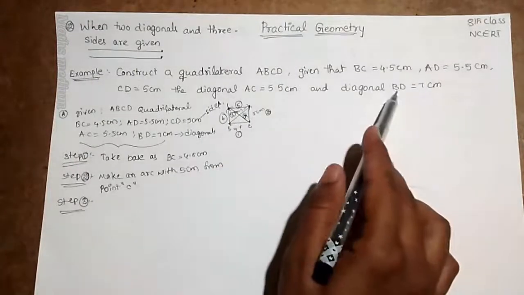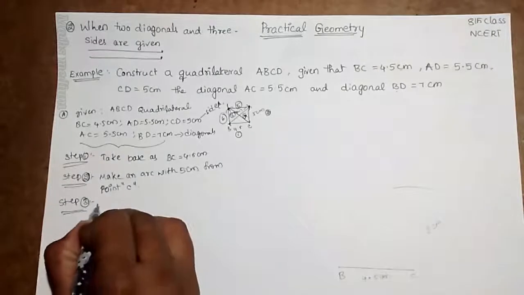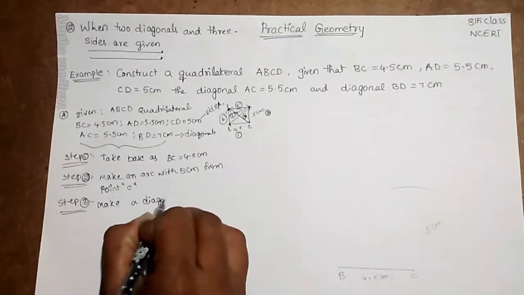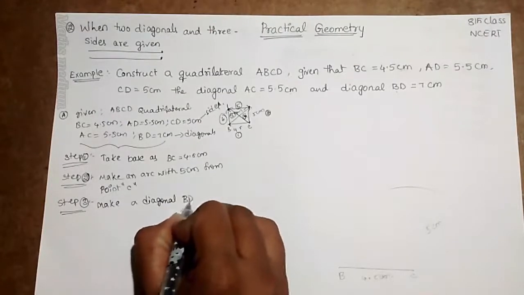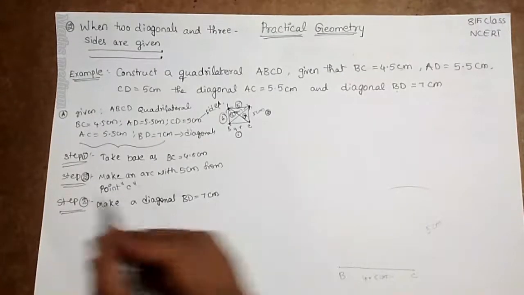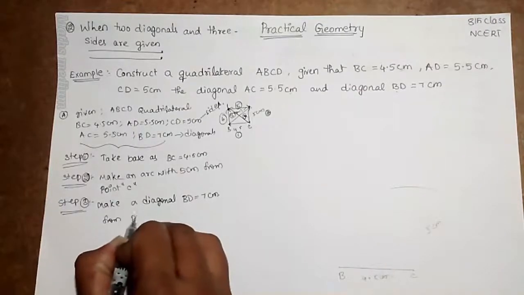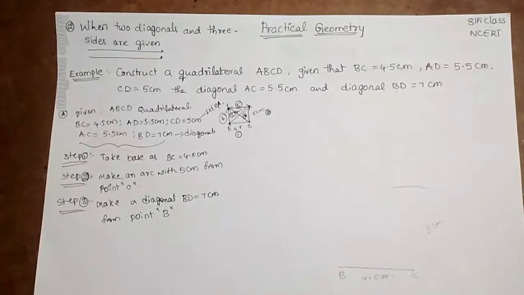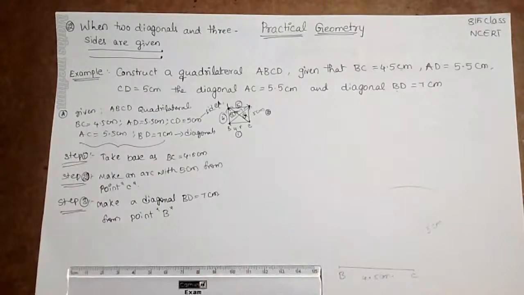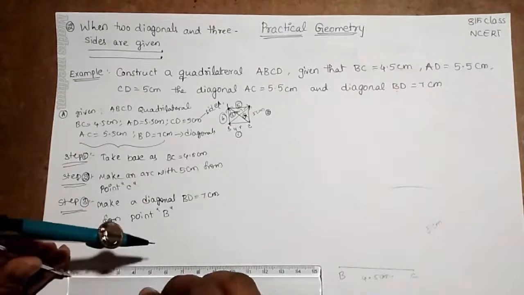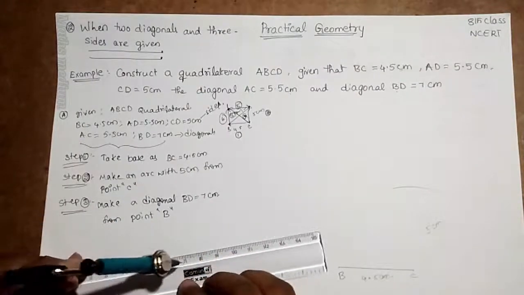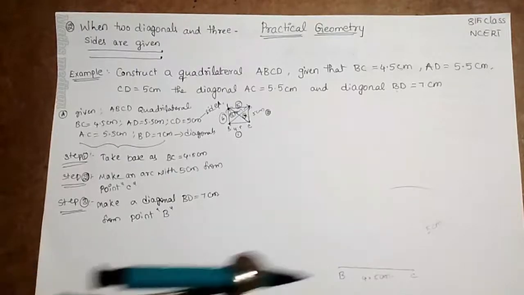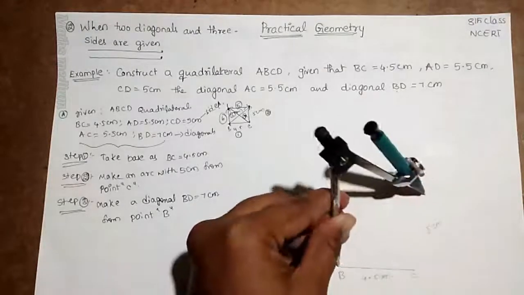Make a diagonal with BD equal to 7 centimeters. BD is equal to 7 centimeters from point B. So measure 7 centimeters on a scale with a compass. This is 7. From B, make an arc.